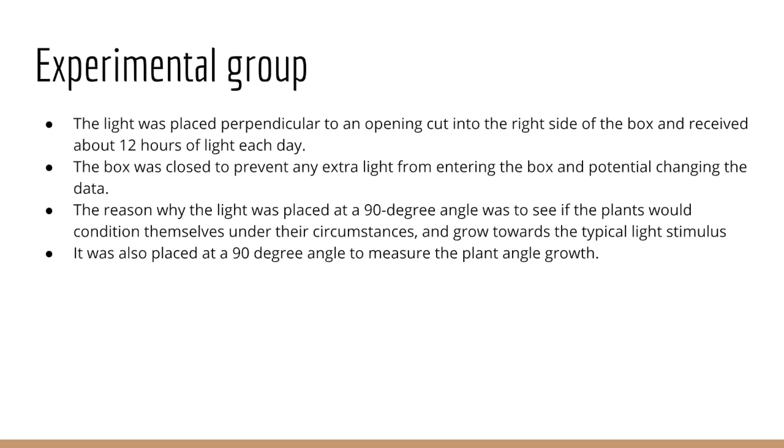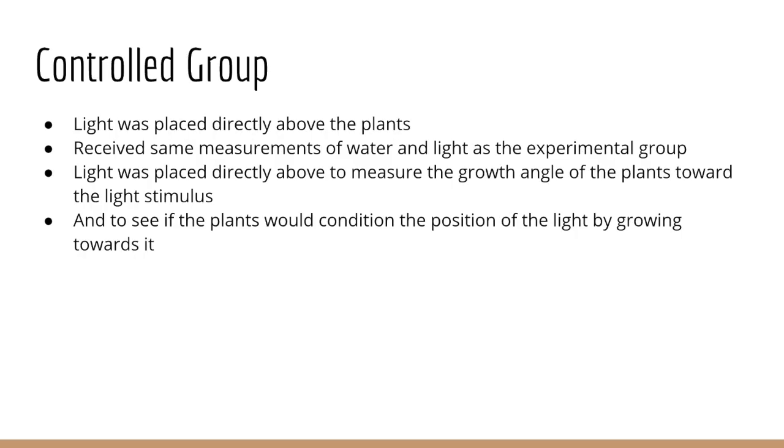The plants in the experimental group were watered half a cup of water each day at approximately 8 a.m. In the control group, the light was placed directly above the plants for about 12 hours a day and received half a cup of water each day as well. The reason behind why the light was placed directly above was to see the angle of growth of the plants towards the light stimulus directly above. The plants in the control group were watered at approximately 8 a.m.